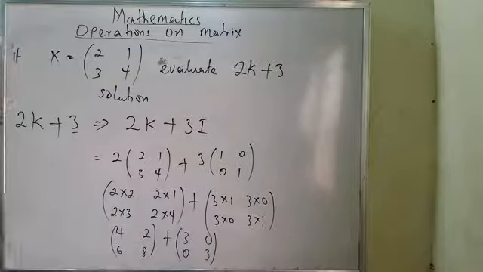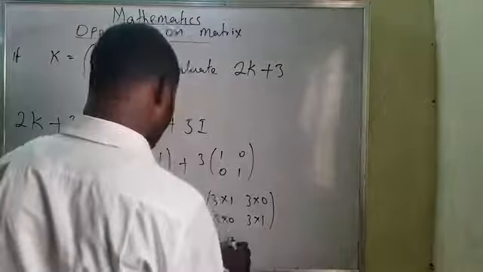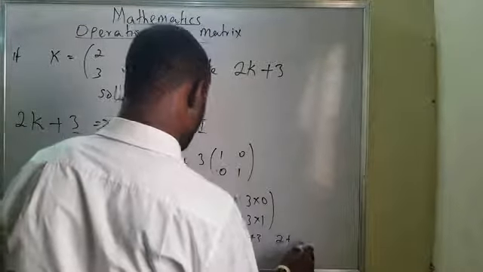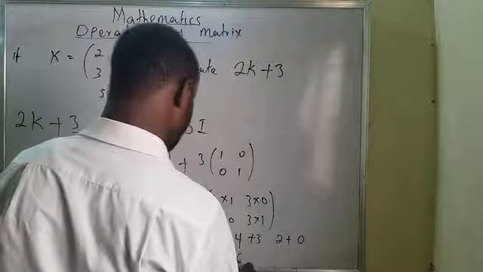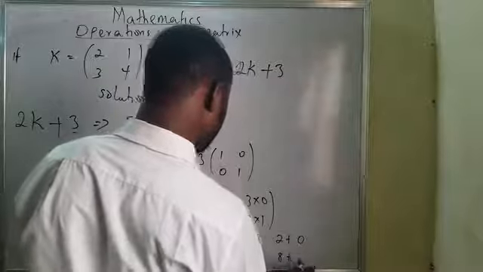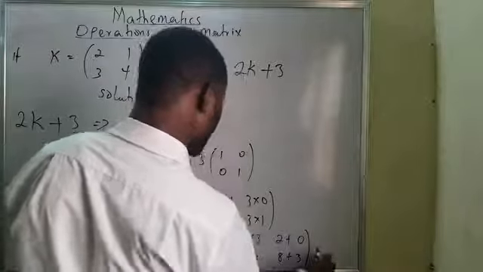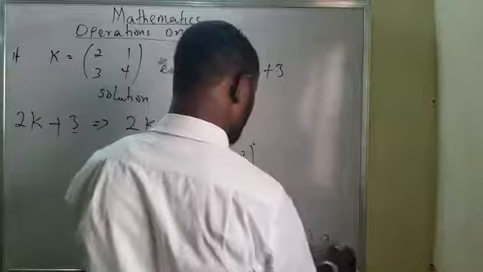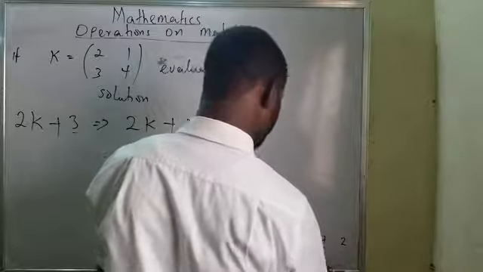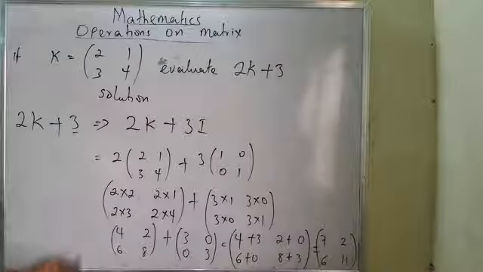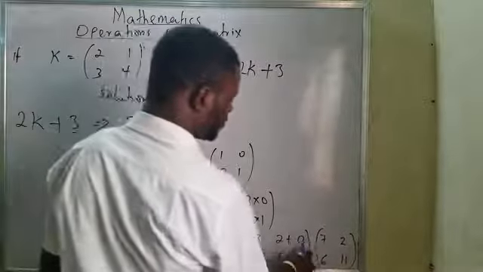Can you see? Now at this point, I can add up, which implies 4 plus 3, 2 plus 0, 6 plus 0, and 8 plus 3. My final answer will be 7, 2, 6, and 11. That is all. That is all we need to know.